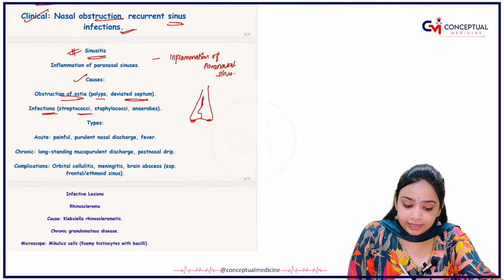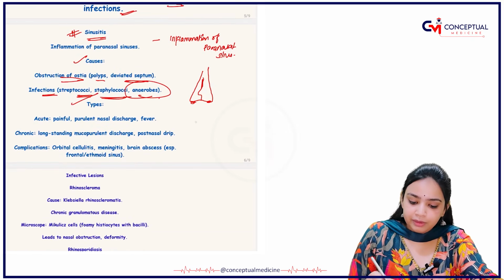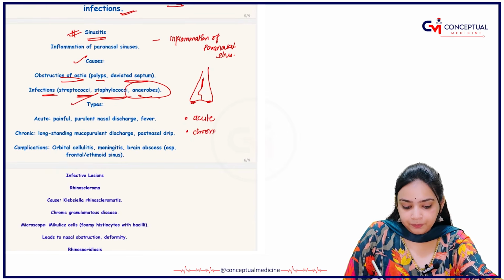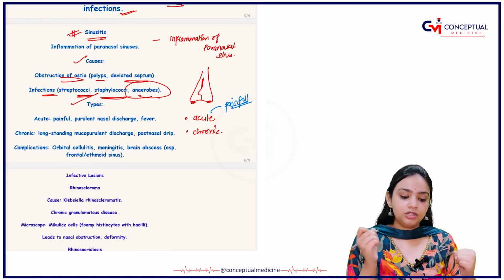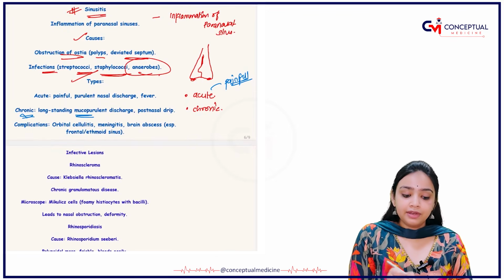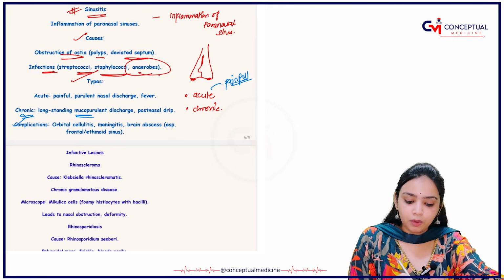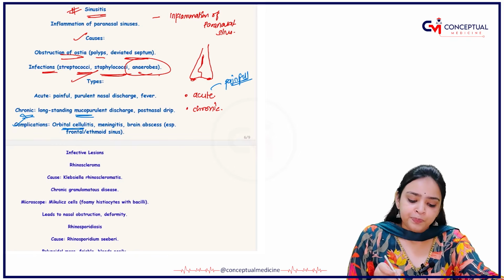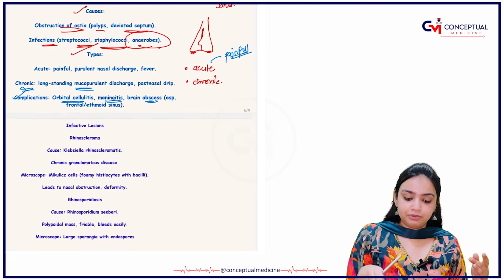There can be infections like streptococci, staphylococci and anaerobes. What are the types? You will have the acute one and the chronic one. In the acute one, there will be painful, purulent nasal discharge. In the chronic one, you will have a long history of mucopurulent discharge. What are the complications? Orbital cellulitis, which is a kind of infection. There will be meningitis and brain abscess.